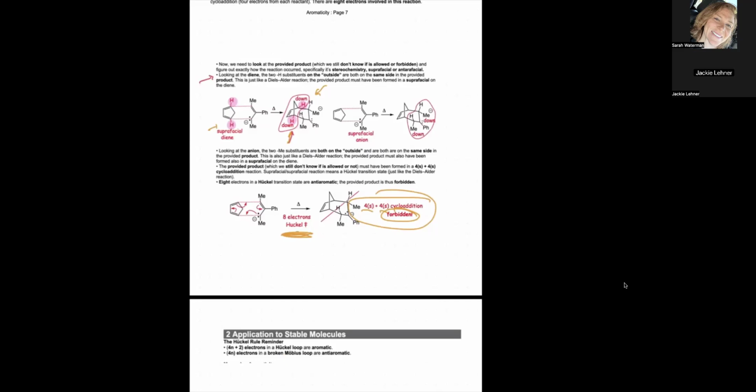And disrotatory is supra or antara. But in this case, because it's two, it's a supra. And the same applies for the other piece of it. Our methyls are out and now they're both pointed down. So that means they had to have gone in a disrotatory direction. Okay, I see. So that's what that concept is talking about.